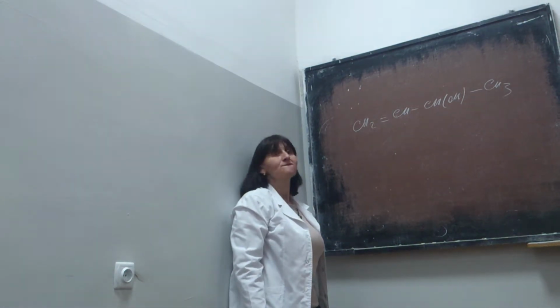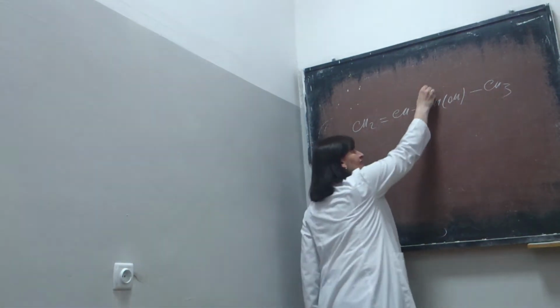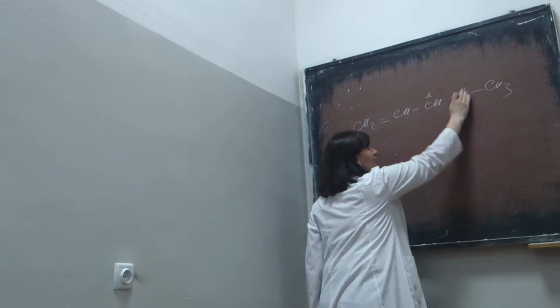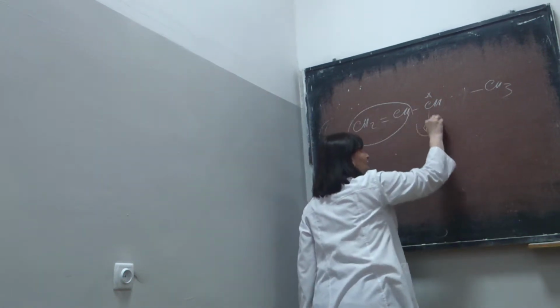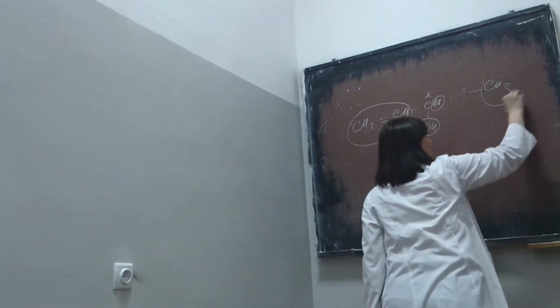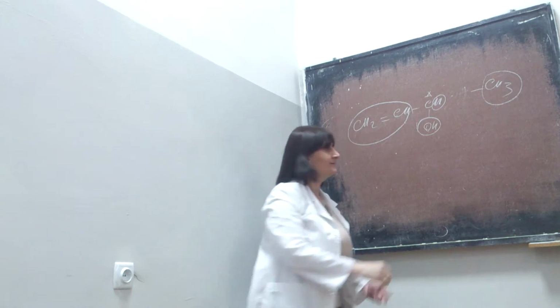Yes, we have 4 different. The third one, this carbon is a chiral carbon. Look, right like this. Let's open it there: 1, 2, 3, and 4. So you have 4 different substituents.